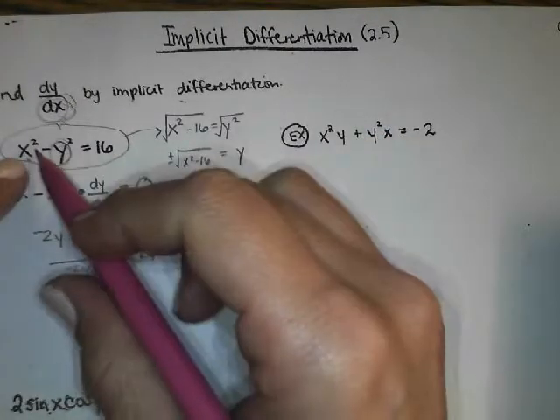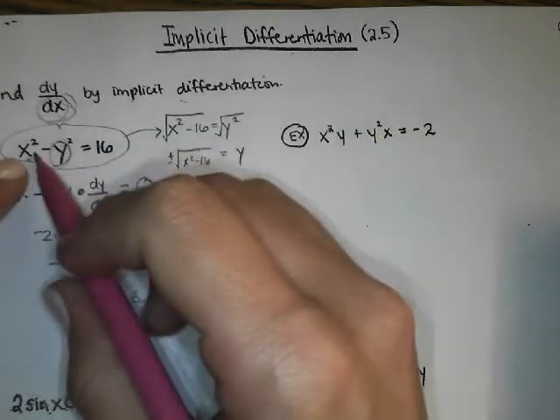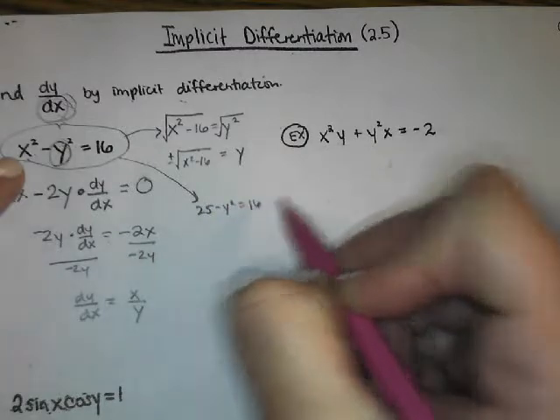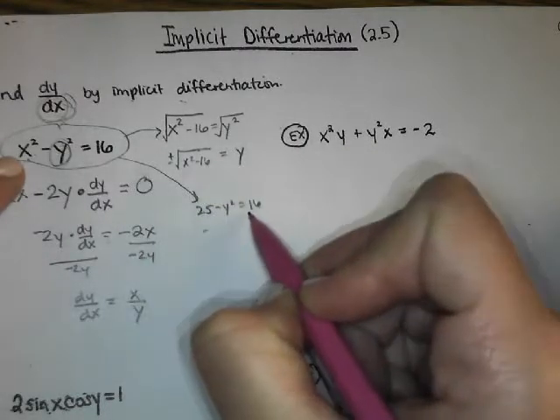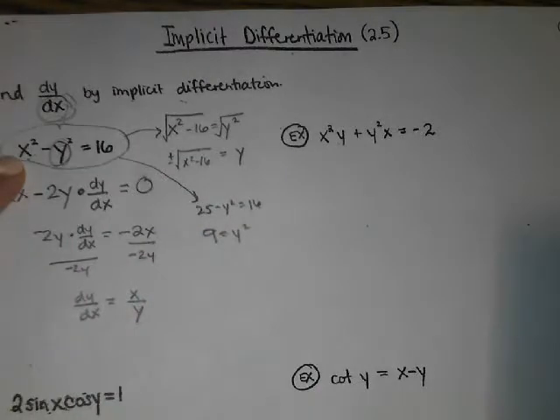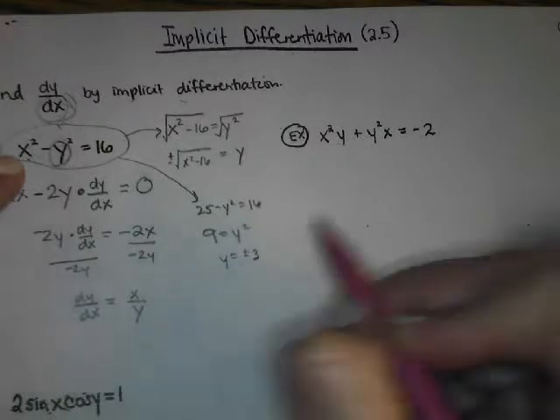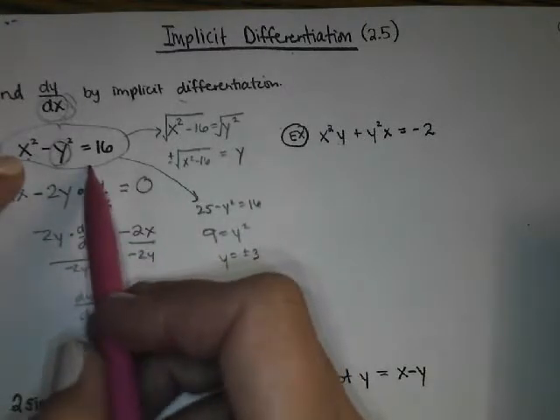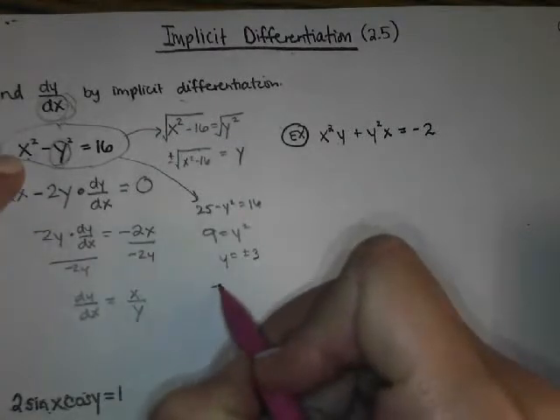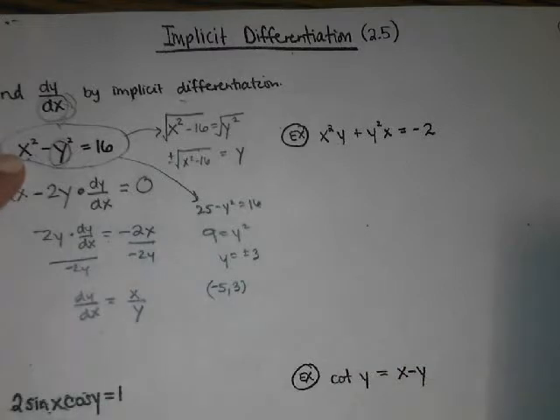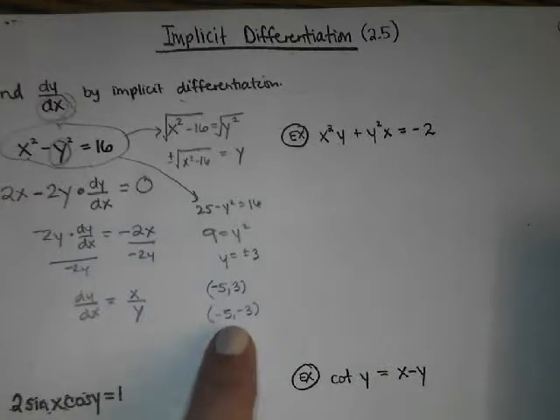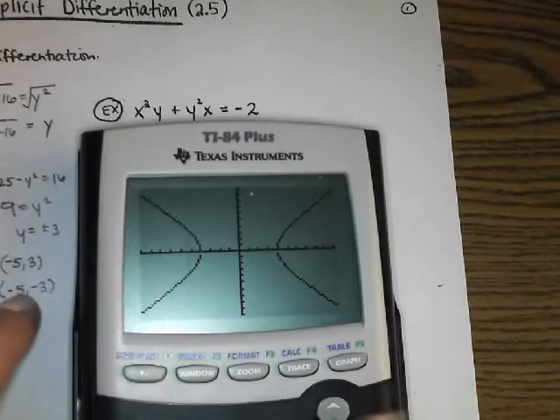So if x was negative 5, that would be 25 minus y squared equals 16. Subtract the 16 over: 25 minus 16 would be 9 equals y squared. So y would equal plus or minus 3. So there are 2 points on this graph with an x-coordinate of negative 5. We could be looking for the slope at negative 5, positive 3, or at negative 5, negative 3. That's this point here, the negative 5, positive 3.